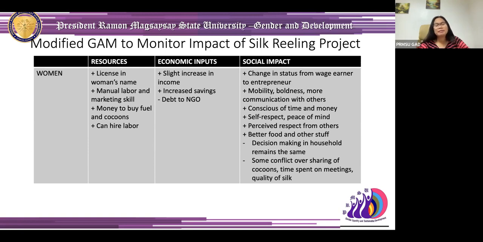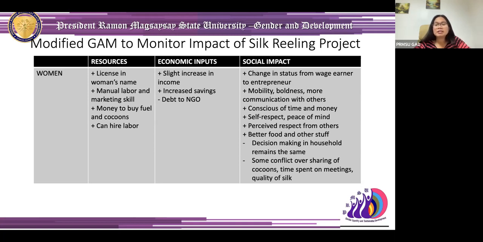Now, ang social impact, marami din pong naging social impact sa kanila. There is a change in the status from wage earner to being entrepreneur. Nagkaroon sila ng mobility kasi nga kung saan sila nagpupunta, kung saan sila nakikipag-usap. And then they were able to become bold, and then they are able to communicate more, or they gained confidence. Ngayon daw, they are conscious about their time and money. Nagkaroon din sila ng self-respect kasi nga nagkaroon sila ng sarili nilang negosyo. And then po, nagkaroon din ng better food and other stuff dun sa family nila. So nakapag-provide din po sila sa kanilang family.